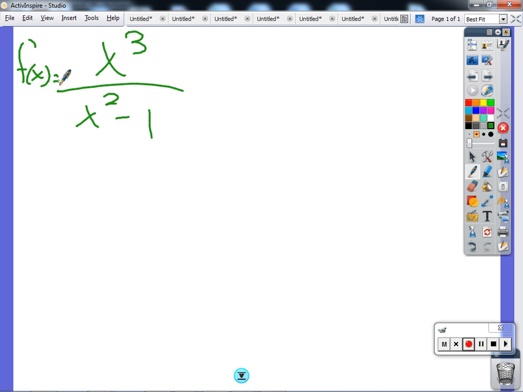How many times can x squared go into x cubed? Well, let's figure it out. So x squared minus 1 going into x cubed. We have to do long division. So once again, what does that become? x squared times what gives x cubed? x. x squared times x is x cubed. x times negative 1 is negative x.